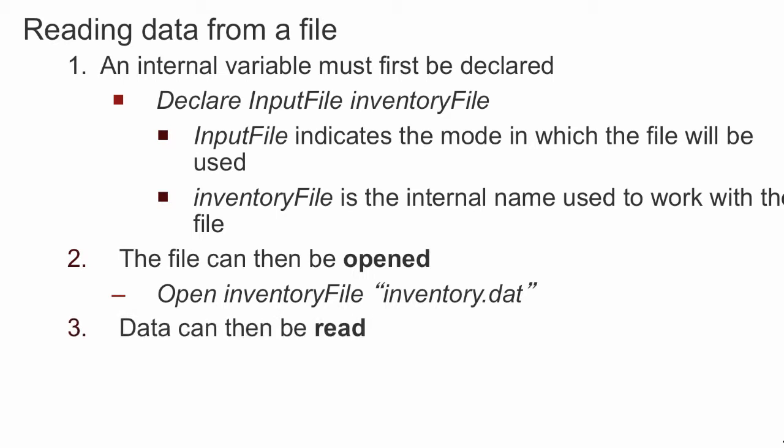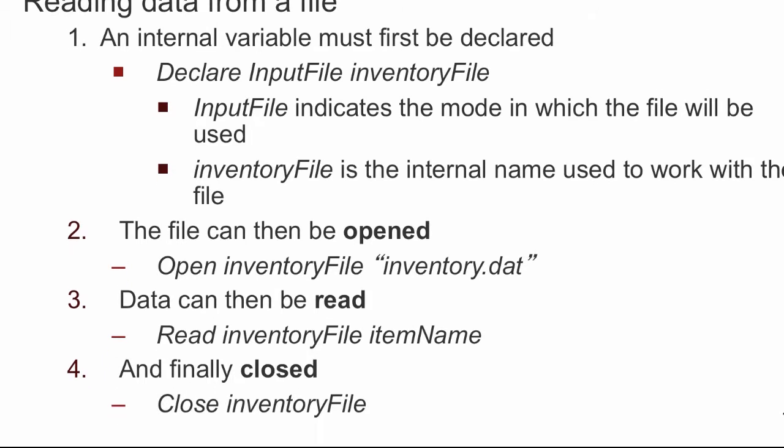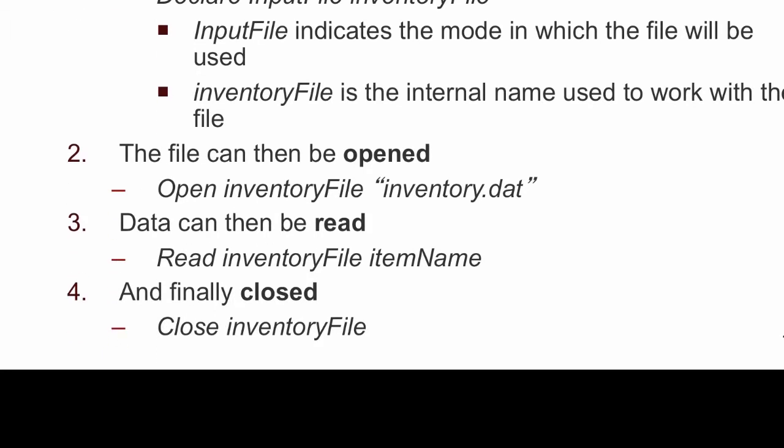Number 3, the data can then be read. So we might have something like read inventory file, item name, where item name would be the name of the field that we were actually reading. That would be the variable name. And then finally, we would close it. So we would close it with a command like close inventory file. Fairly simple.